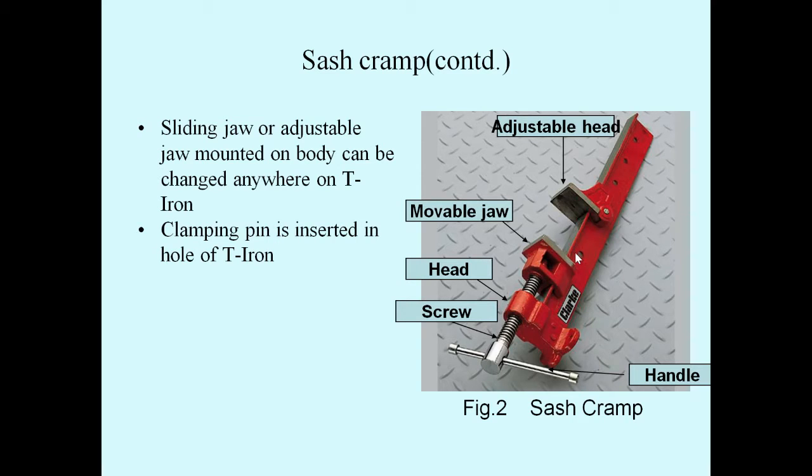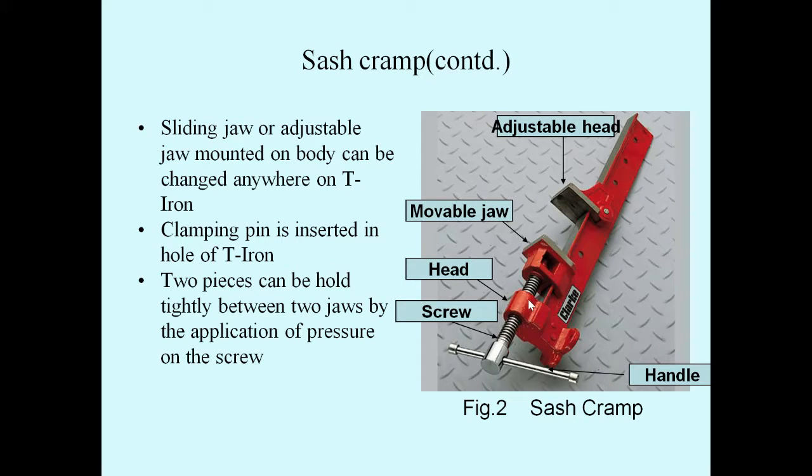Next, the clamping pin is inserted. How we hold this adjustable head is with the help of a clamping pin, which is inserted in a hole of the T iron. Next, two pieces can be held tightly between two jaws. Between these two jaws, we can hold the two pieces by application of pressure on the screw.